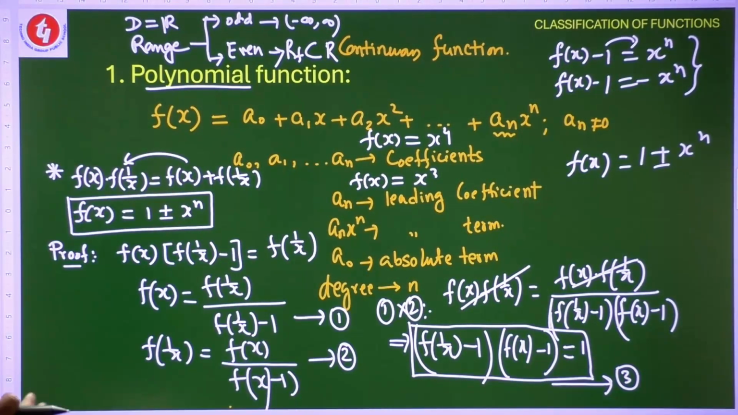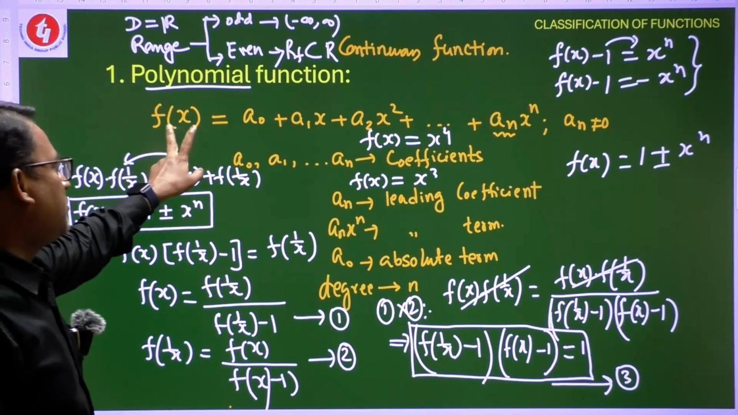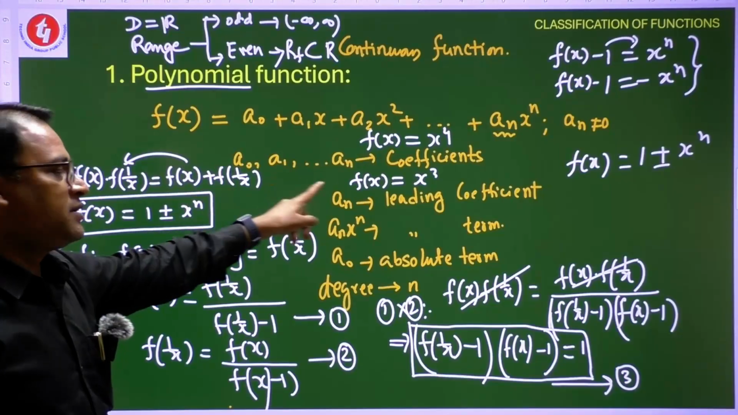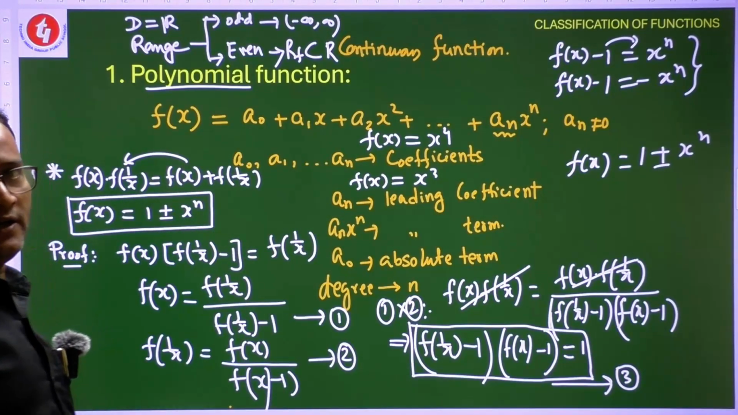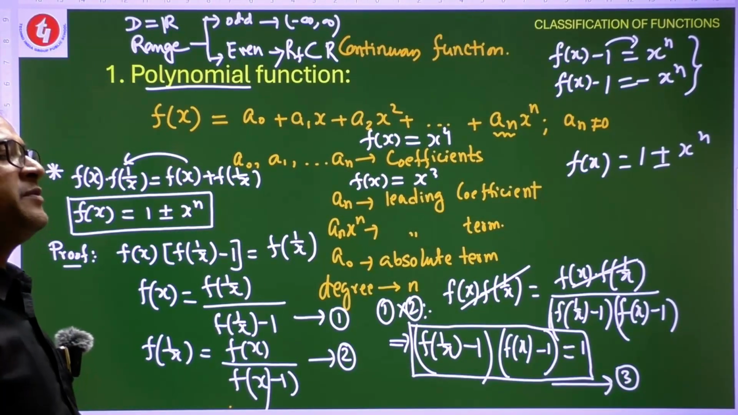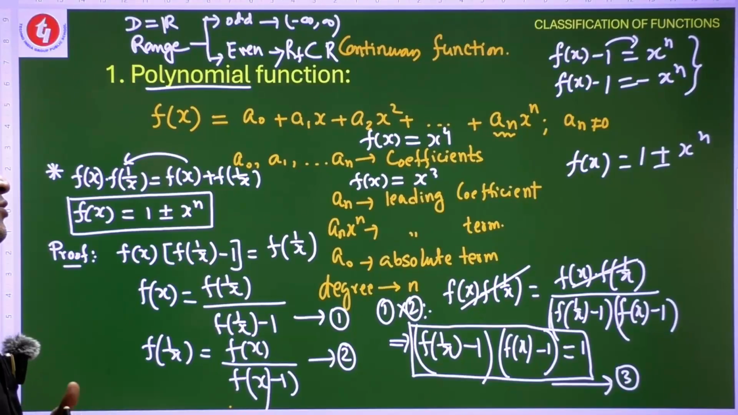I hope this part is clear to everyone. So just to recap, what is a polynomial? Standard form is this one. These are called coefficients. An is the leading coefficient. An x power n is the leading term. n is the degree of the polynomial.